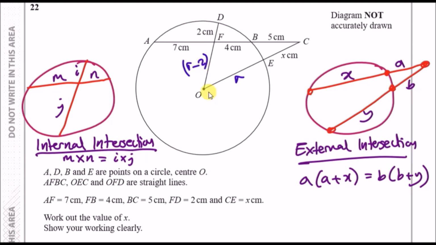You don't want too many unknowns because you already got X. Now the point of this question is that we're going to have to solve R and X simultaneously. So we need two equations. That's why you got the internal intersection method and external intersection. Now let's see how this one goes, yeah? So first things first, I'm going to use the internal intersection.